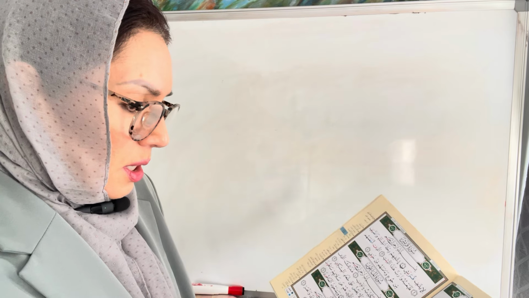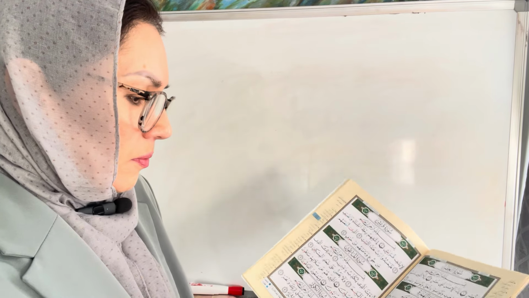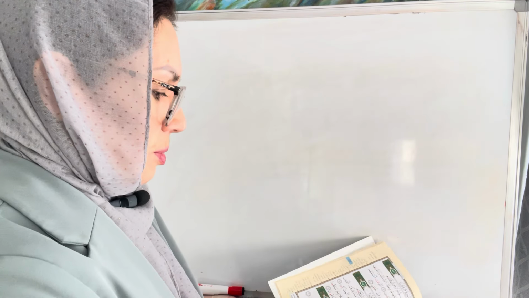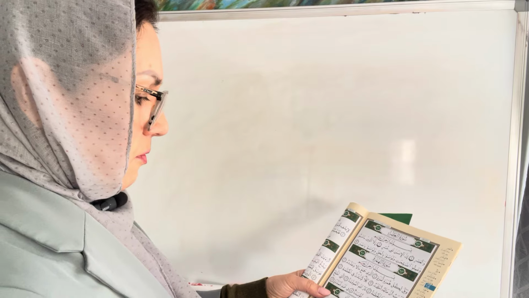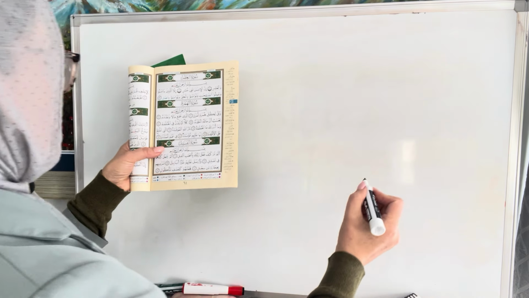Okay, I'm going towards the end. So this is from Surah Al-Fil. Let me just open my marker here. Okay, so the last verse: فَجَعَلَهُمْ كَعَصْفٍ مَأْكُولٍ. So how are we going to read this?